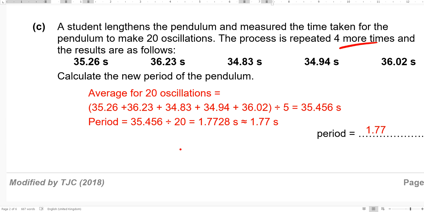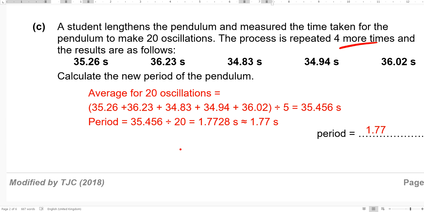Do you think there's something wrong with this answer? Estimation is not a problem over here. Can you compare what was the original period? 1.2 seconds. Now what's the period? 1.77. Is it longer or shorter? Longer. So is that correct? Does it make sense? When I lengthen the pendulum, the time taken will be longer. So this makes sense.